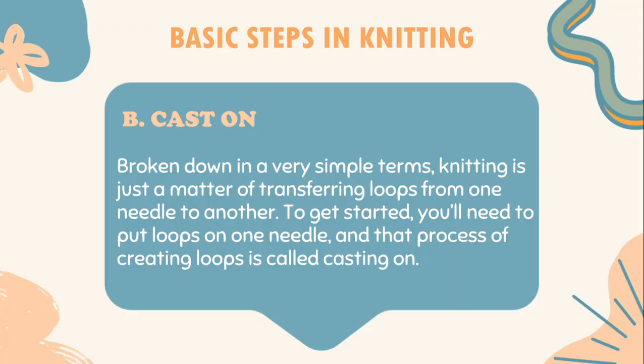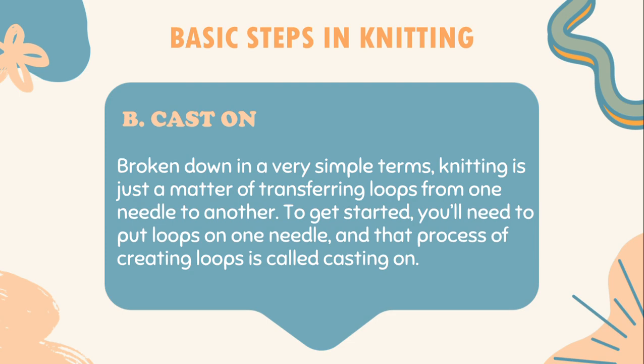Second basic step in knitting is cast on. Broken down in very simple terms, knitting is just a matter of transferring loops from one needle to another. To get started, you need to pull loops onto one needle, and that process of creating loops is called casting on. There are several methods of casting on. Each has a unique purpose and the procedures are different. Try different methods to find the one most comfortable and suitable to your project.